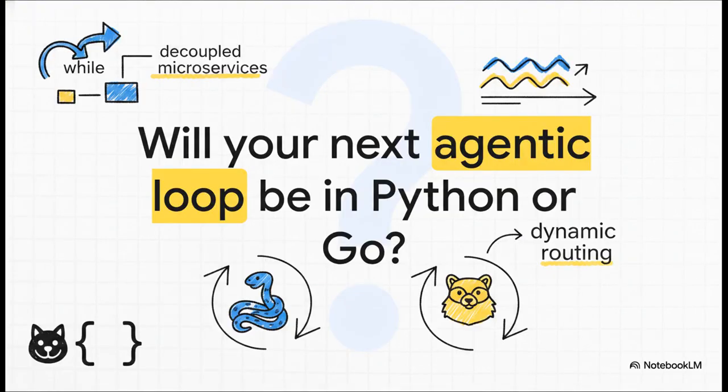We've unpacked the robust while loops, the decoupled microservices, and the dynamic routing that makes this whole system tick. So we'll leave you with this provocative thought as you head over to GitHub. When you finally ditch the heavy, bloated frameworks to build your next transparent agentic loop, will you build it in Python or in Go?